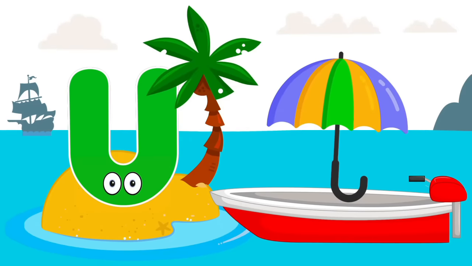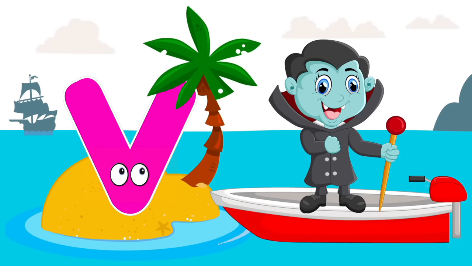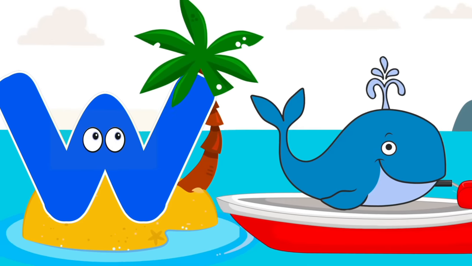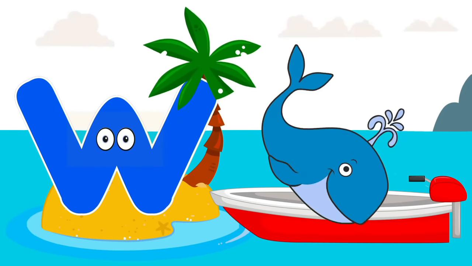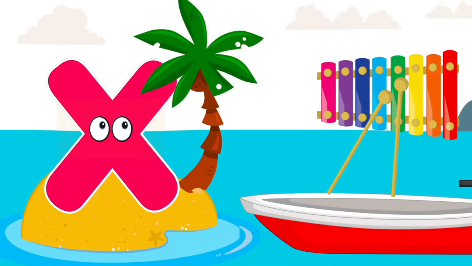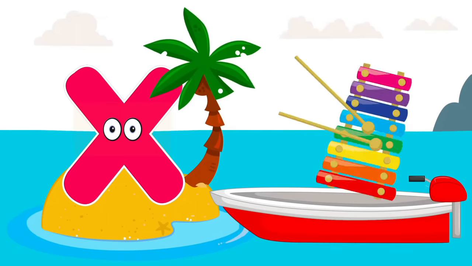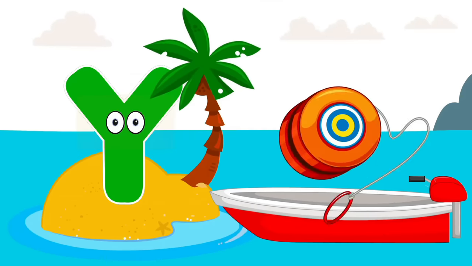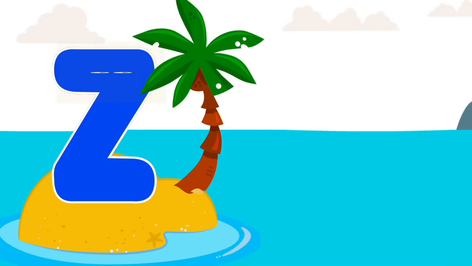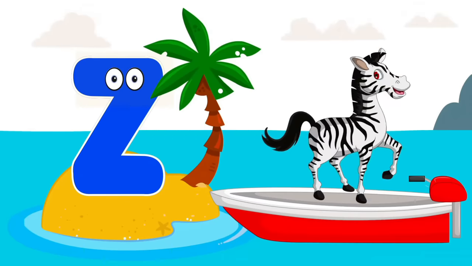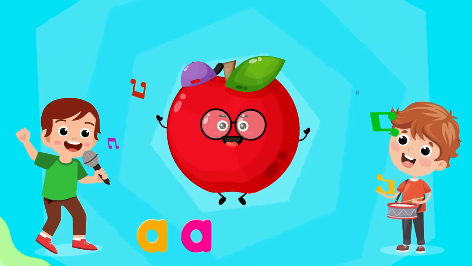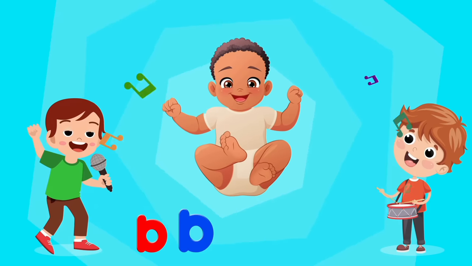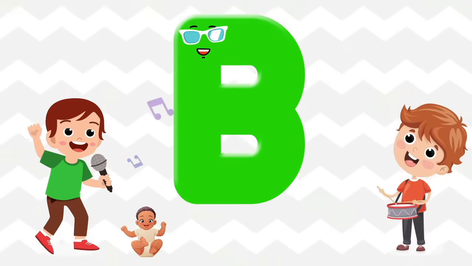V is for vampire, v v vampire. W is for whale, w w whale. X is for xylophone, x x xylophone. Y is for yo-yo, yo yo yo-yo. Z is for zebra, zebra. Z is for apple, apple. A, apple. B is for baby, b b baby.